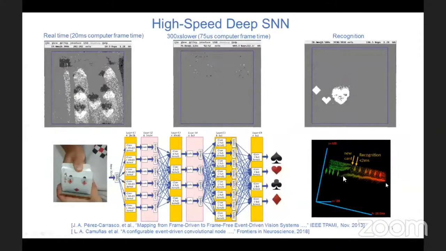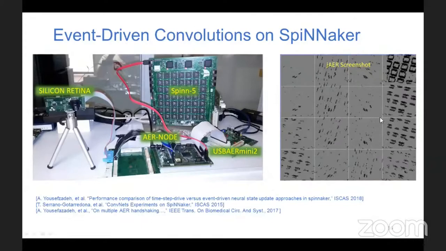We also did it on SpiNNaker. So here we implement different filters on SpiNNaker. The retina comes in here. We had an interfacing board that changes the event to SATA format, goes to the SpiNNaker board, comes back again in SATA format, and then to jAER for visualization.